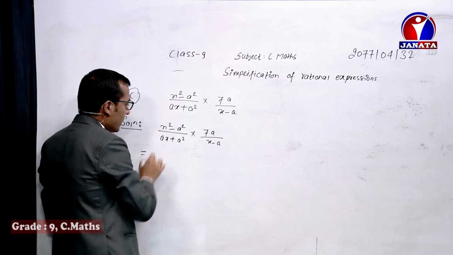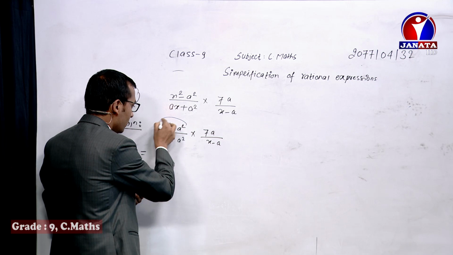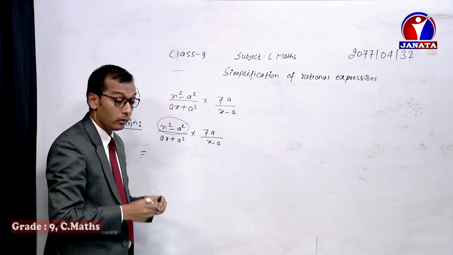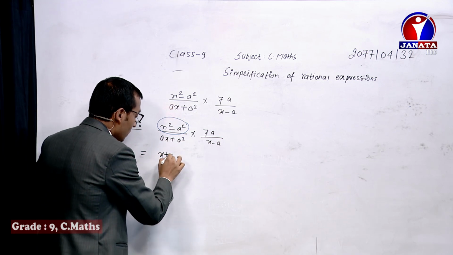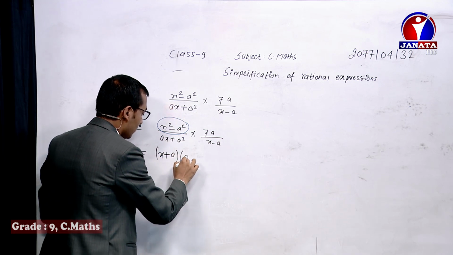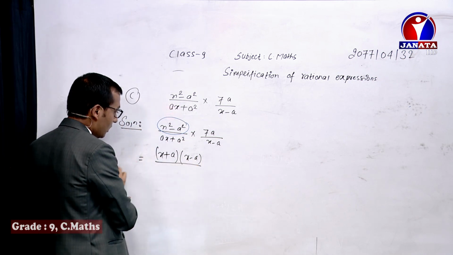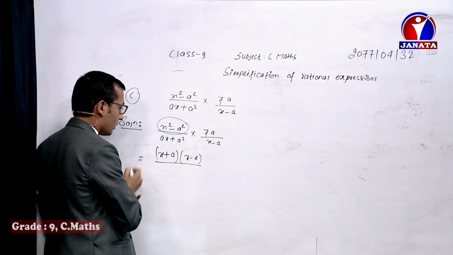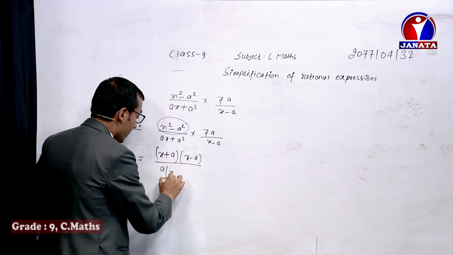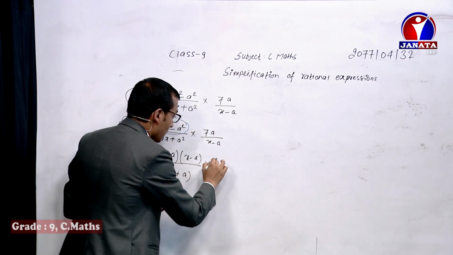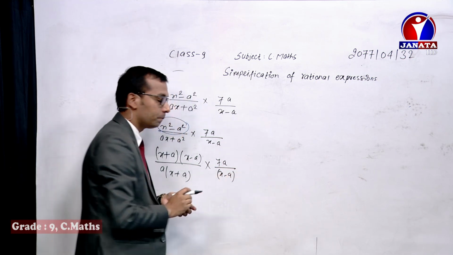So can we factorize x square minus a square? This is in a square minus b square form, where a is x and b is a. We can factorize it to x plus a times x minus a over, what is the common letter here in ax plus a square? A is common, so x plus a, times 7a over x minus a.